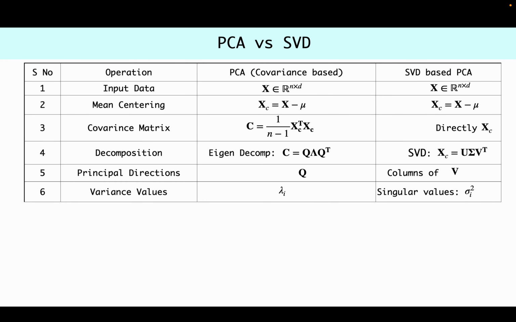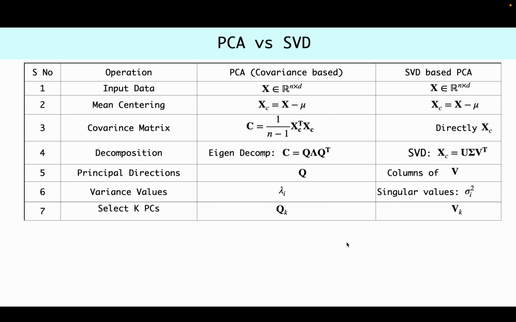eigenvalues in the case of PCA based method, whereas in singular value based PCA, our singular values quantify the amount of variance. In fact, lambda and singular values are very much related. You can compute singular values by taking the square root of the lambda values.